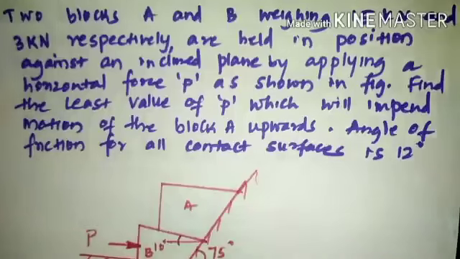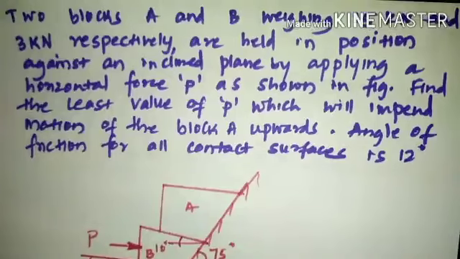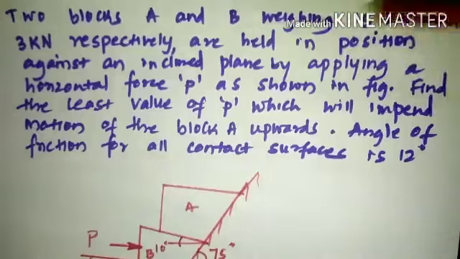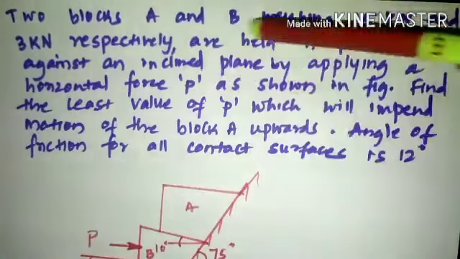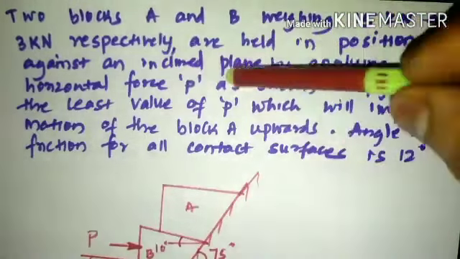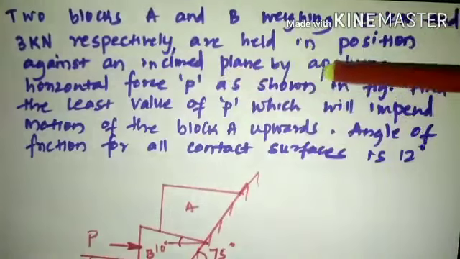Hello everyone, welcome to this session wherein we will be solving a problem related to wedge friction. And this is the statement. What it says is there are two blocks A and B weighing 15 kilonewton and 3 kilonewton respectively, which are held in position against an inclined plane.